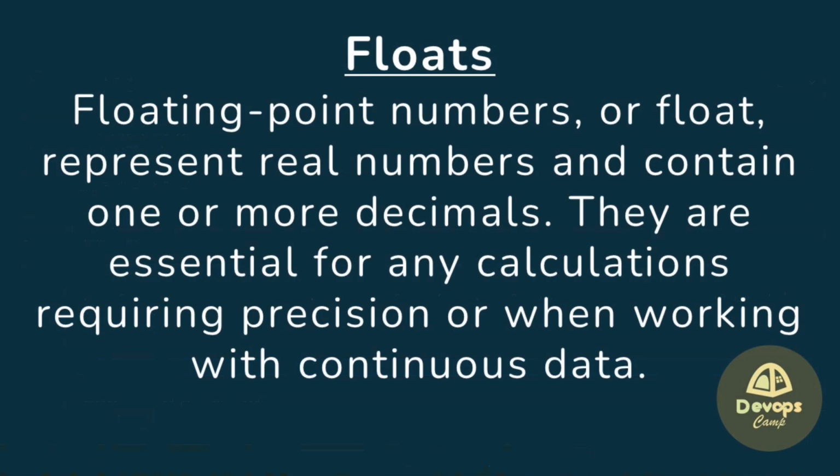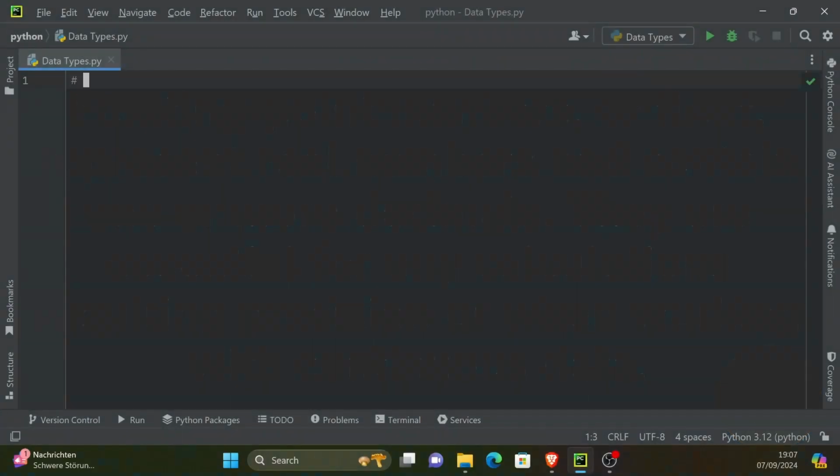Floats, which are also called floating point numbers, are the next data type we are going to discuss. Floats represent real numbers, which contain 1 or more decimal places. They are essential for calculations requiring precision. We encounter lots of floating numbers when we deal with continuous data. Let's move on to some practice.